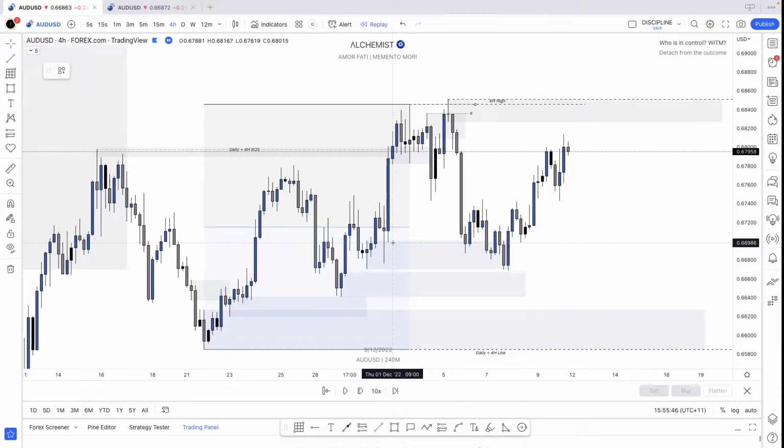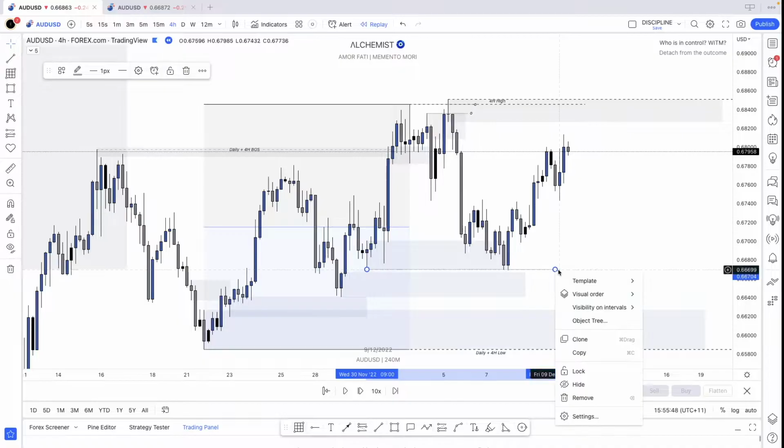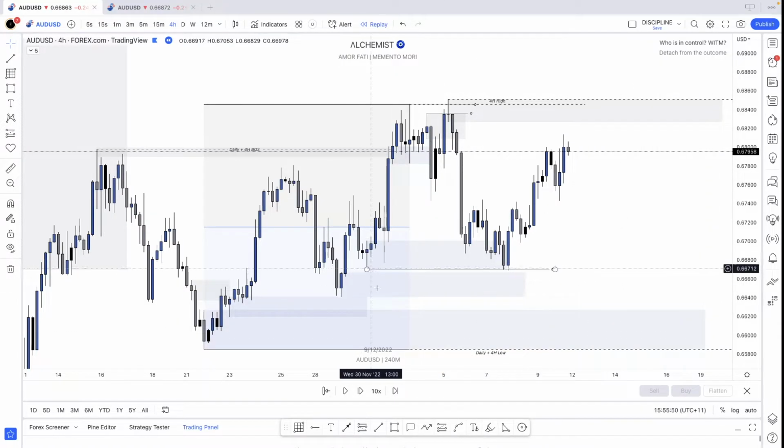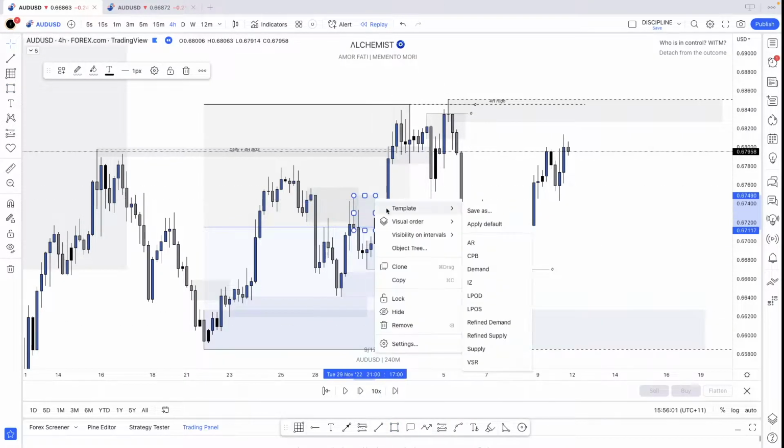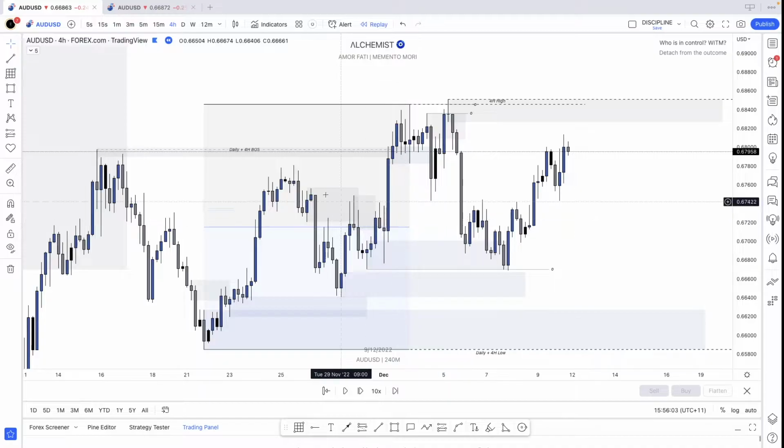We did. So we swept this 4-hour demand. And this 4-hour demand was after we had interaction with this supply, which mitigated this supply. Okay, so at this point here, we had supply holding, and then this supply here setting a lower low.